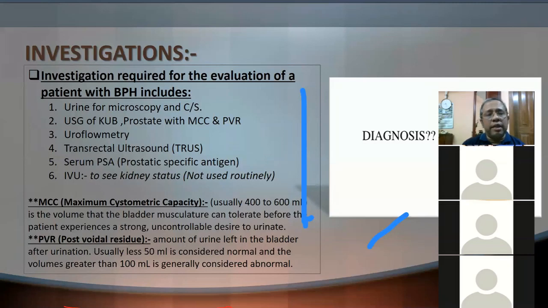Then this is the MCC. That means usually 400 to 600 ml is the volume that the bladder musculature can tolerate before the patient experiences a strong, uncontrollable desire to urinate. What is PVR? The amount of urine left in the bladder after urination. Usually less than 50 ml is considered normal, and a volume greater than 100 ml is generally considered abnormal.